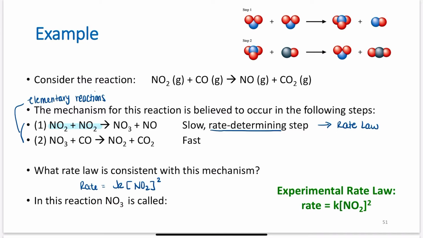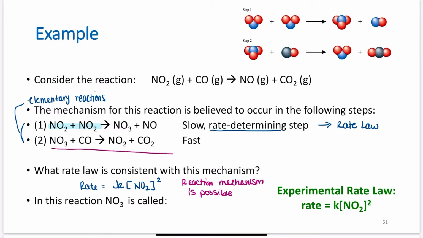The experimental rate law for this reaction is rate is equal to K, rate constant, times NO2 squared. So I can say, is this reaction valid? Well, it's possible. We don't know. It is possibly valid. Because the rate determining step gives us a rate law that's consistent with what we find.